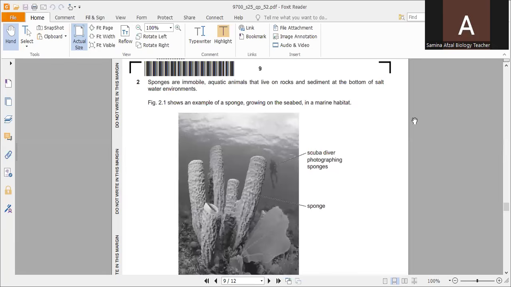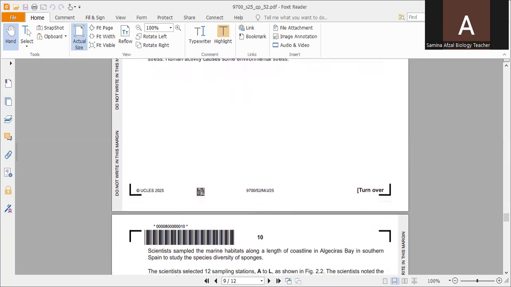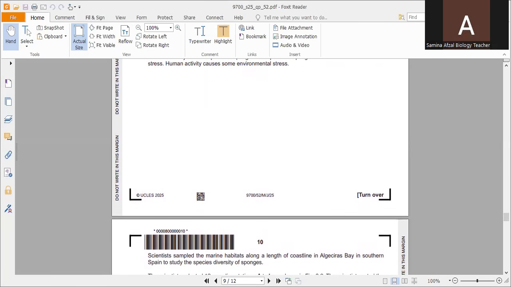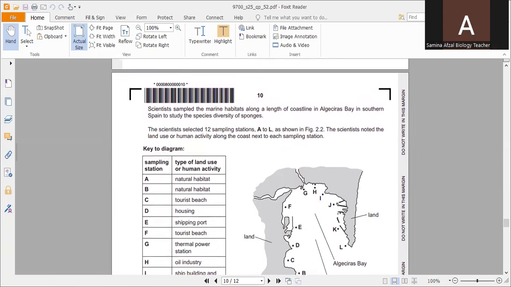Sponges are immobile aquatic animals that live on rocks and sediment at the bottom of salt water environments. Figure 2.1 shows an example of a sponge growing on the seabed in a marine habitat. There are many different species of sponges. Most species of sponge are sensitive to environmental stress. Human activity causes some environmental stress.